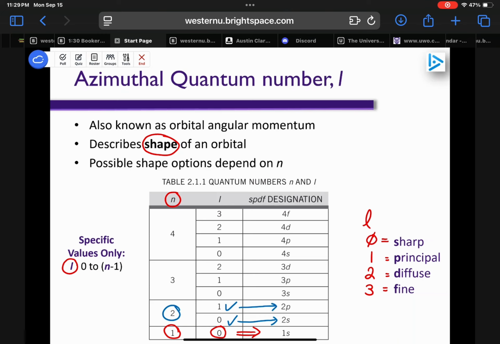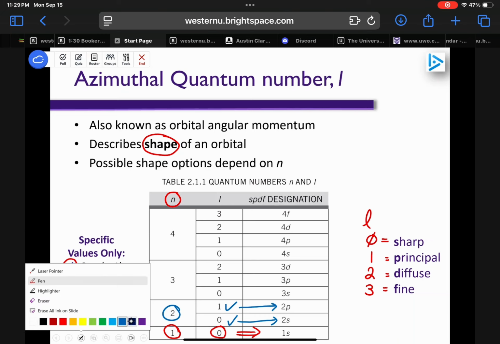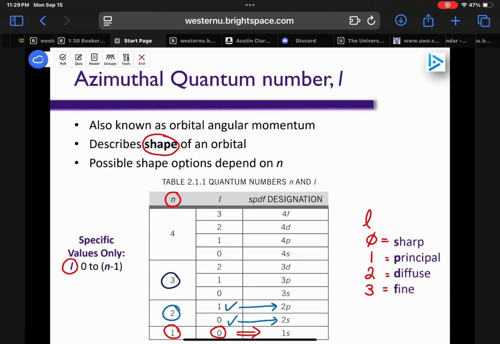We can keep going. If n equals 3, L is allowed to go from 0 all the way up to n minus 1, so it could be 0 or 1 or 2. And we could continue on that way. So make sure you learn the order of S, P, D, F, which kind of becomes a little rhyme, and how to go back and forth between L equals whatever number and S, P, D, F.